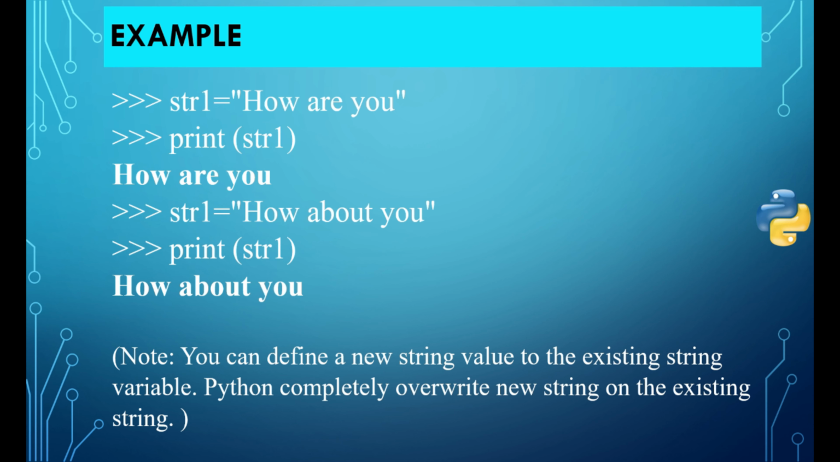That's why we will print within brackets str1. That's why "how are you" will come. str1 equal to "how about you", print str1. So "how about you". Note, you can define a new string value to the existing string variable. Python completely overwrites a new string on the existing string.